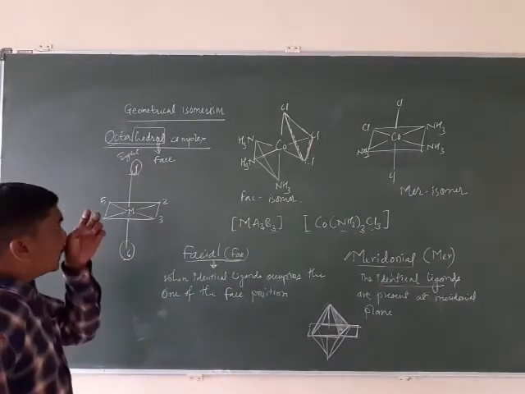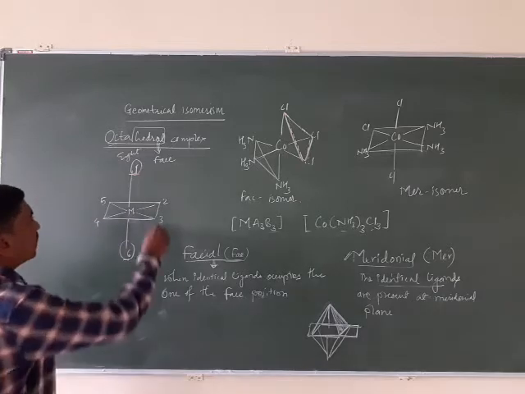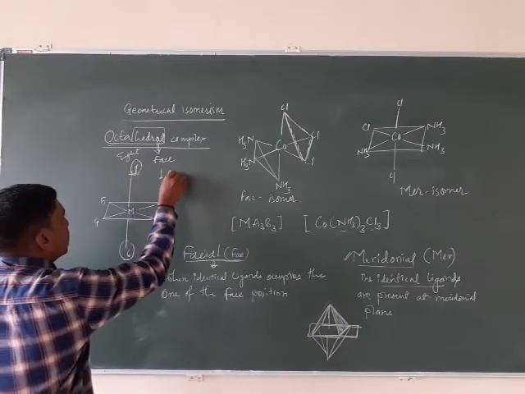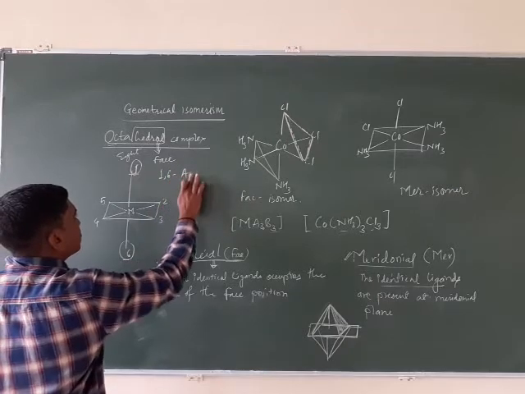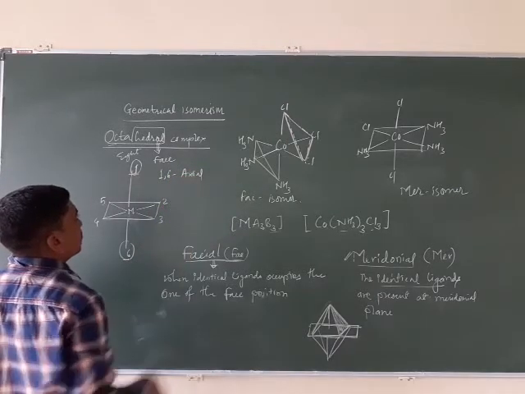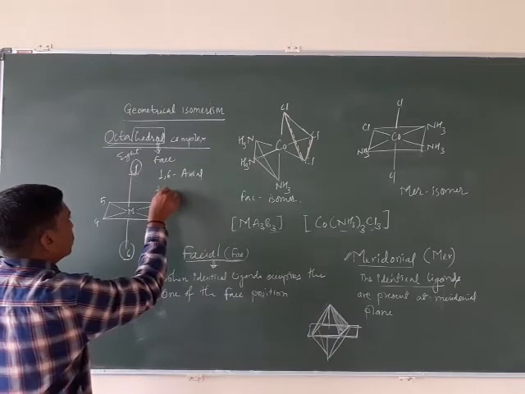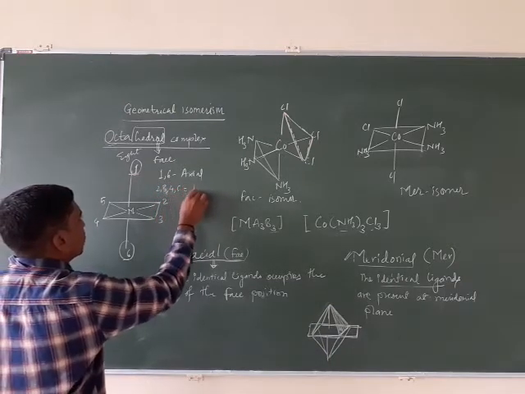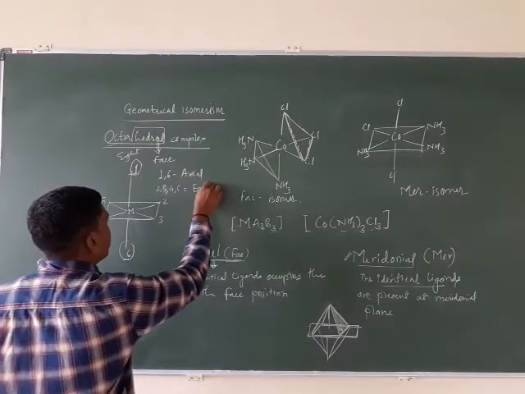So you can say like this also. The first and sixth positions, the 1, 6 positions, are axial positions, and 2, 3, 4, and 5 are called equatorial.